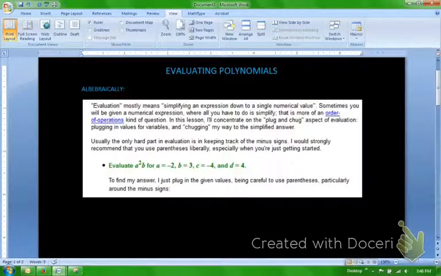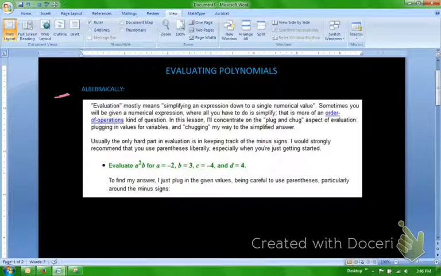Hi, today's lesson is on evaluating polynomials. And some of this should look pretty familiar because you did it some time ago. Probably started it in about 8th grade, to be honest. But in short, we're going to start with doing it algebraically. And evaluating means simplifying expressions down to a single numerical value. In other words, you are just plugging things in.